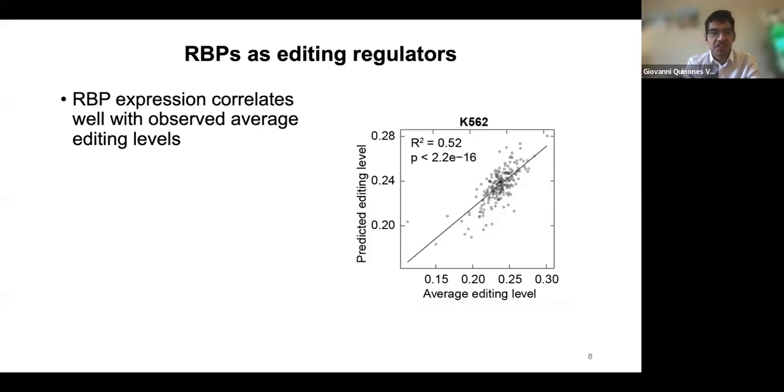So for the different RNA sequencing samples that we had, we calculated the RBP expression in terms of RPKM for the most important regulators and tried to see if they would predict the overall observed RNA editing level. And as you can see for this cell line, we observe a significant correlation between the expression of the top 15 most significant RBPs and the observed editing level.